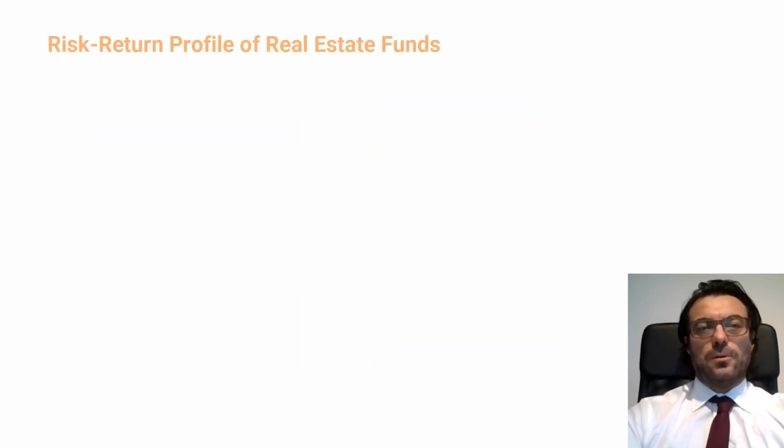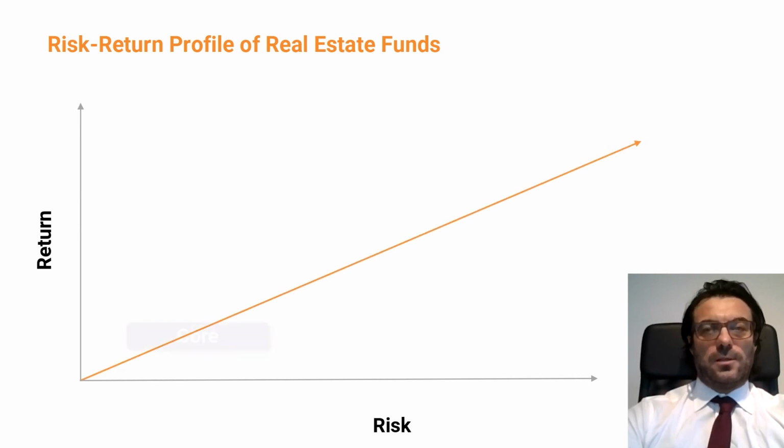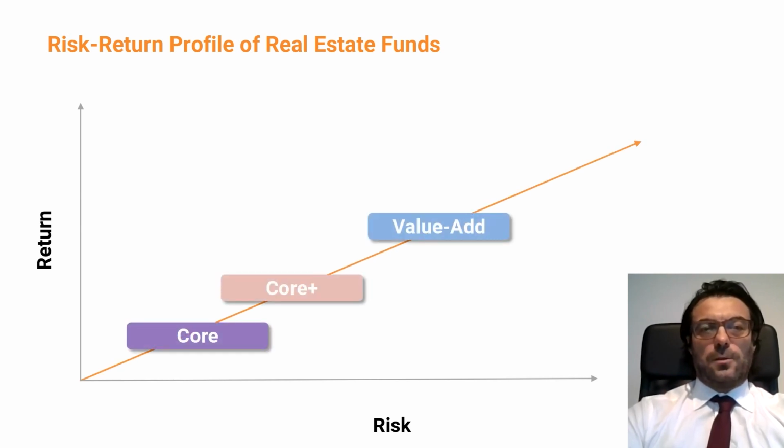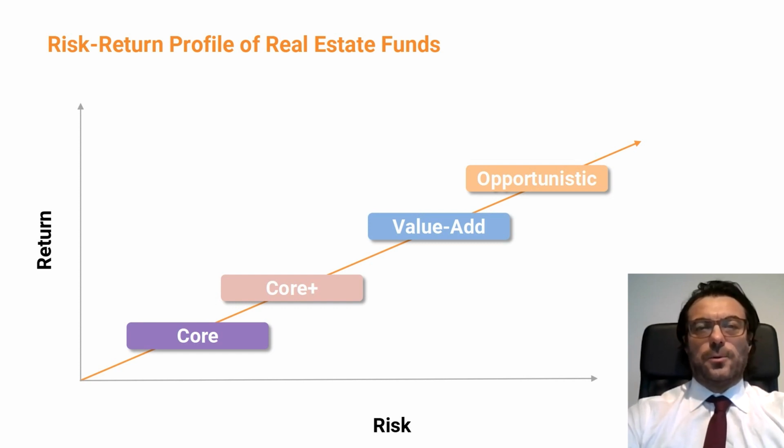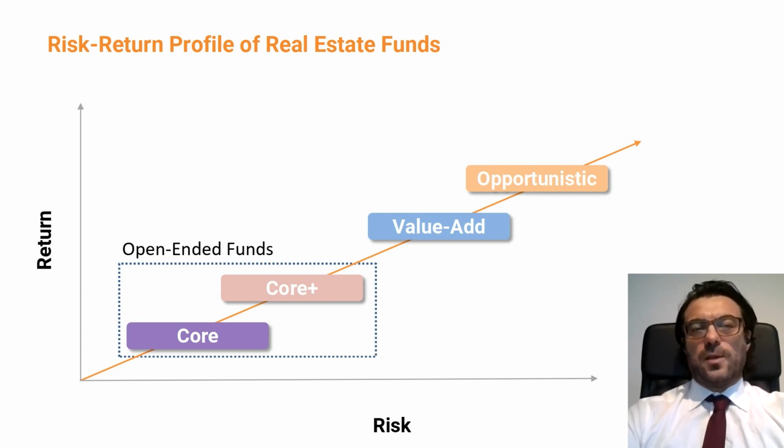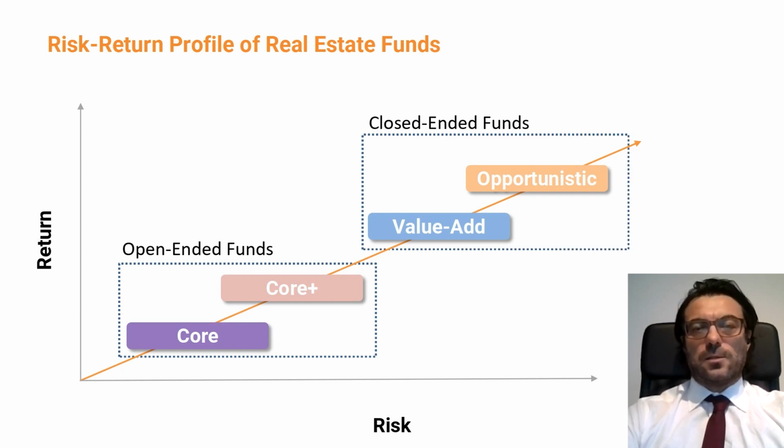So let's plot both these funds on our risk and return diagram. We plot our various strategies: core, core plus, value add, and opportunistic. Typically we will use open-ended funds to invest in core and core plus, and we will use closed-ended funds to invest in value add and opportunistic strategies. So in theory, we would expect a higher return from the closed-ended funds.